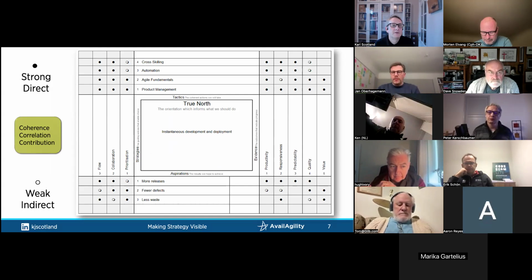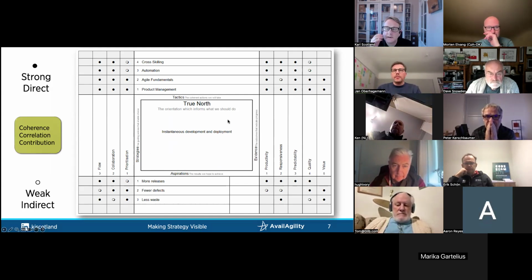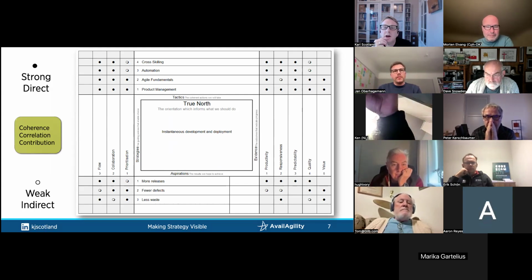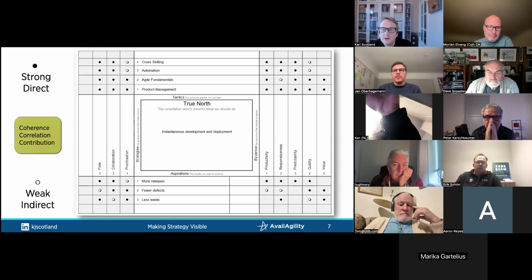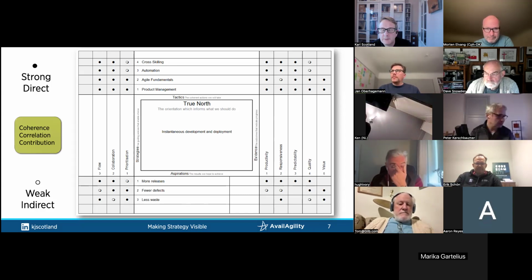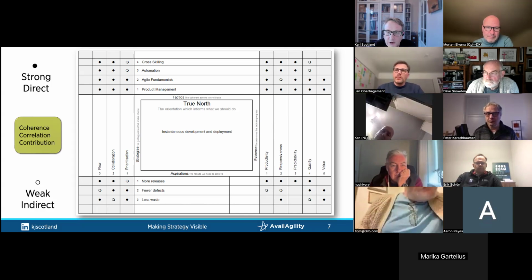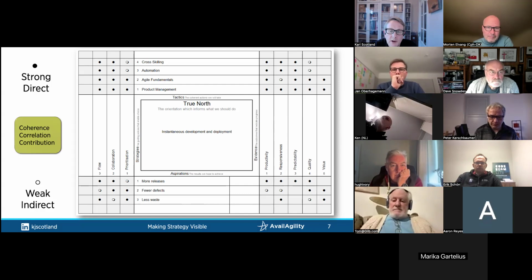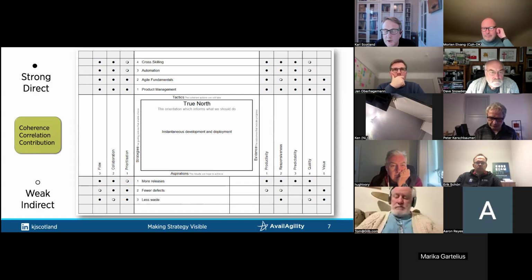So we can visualize that coherence with dots in the matrices. This is a simplified and genericized example. For a previous customer, we had the true north of instantaneous development and deployment. So the customer makes a request, we can make a small change, develop it, deploy it, and the customer gets the benefit instantaneously. That really guided us in terms of what we were trying to achieve with the transformation. Aspirations then were around wanting to release more often, reduce the number of defects, and have less waste. In this context, it was about less wasted time, less time on manual activities, or less wasted time on some of the bureaucracy.